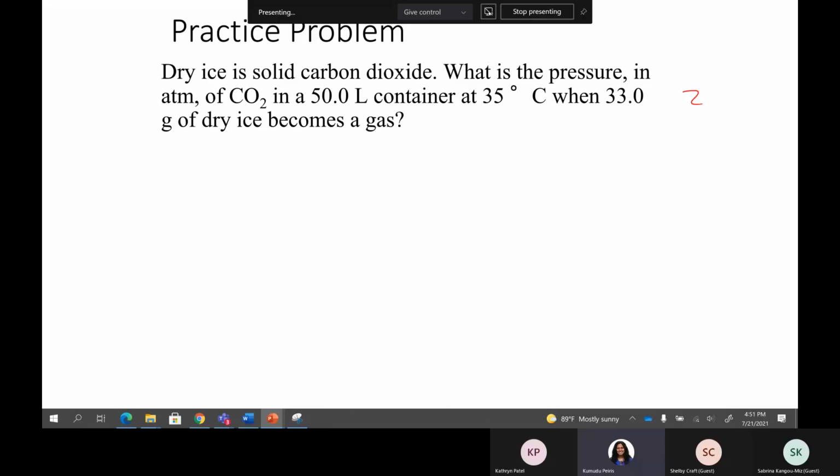Okay, so dry ice is solid carbon dioxide. What is the pressure in atm of carbon dioxide? Okay, right. So we have the volume, we have the temperature, we have the mass, right? And now we need to find the pressure. Which equation must we use? Yes, we need to use PV equals nRT, right?